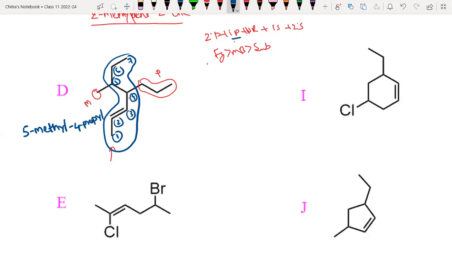Then we have the word root. How many carbons do we have in the word root? 7. So for 7, hept. Then we have multiple bonding. It's on the second carbon, so it is 2, and for the double bond we write ene. That's the IUPAC name for this.